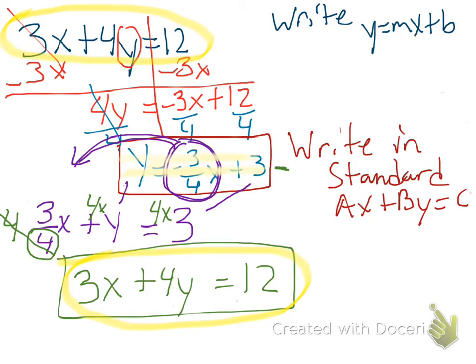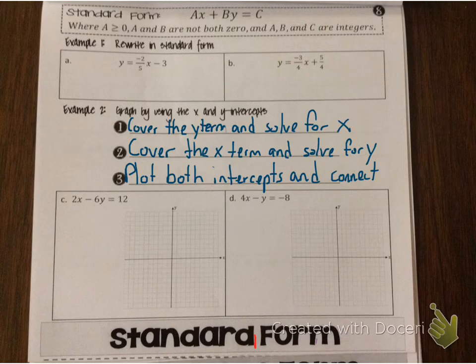If you start with standard form, you can write it in slope-intercept form. If you start in slope-intercept form, you can write it back into standard form. You can always go back and forth. Now let's look at some of the examples.